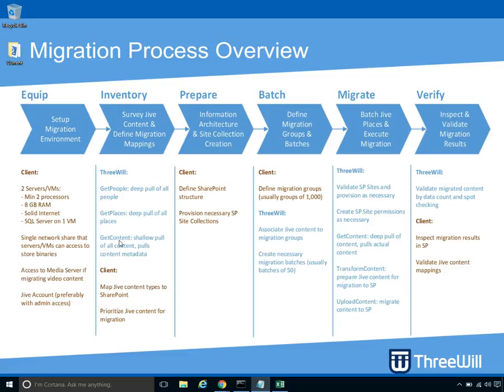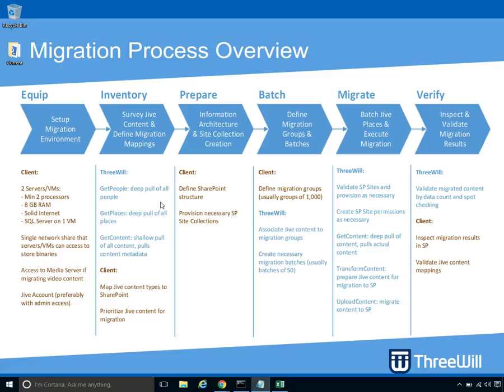And then the next thing we do is what's called a shallow pull of get content. So for all the places that we've pulled into the database, we want to pull that content. Shallow basically means we're not pulling all the binaries, and we're not going any deeper than what the Jive API allows us to see. We're just going to pull the basic content so we can get some counts, so we can have a high-level idea of really what's out there.